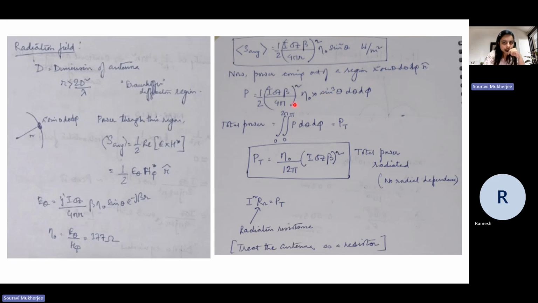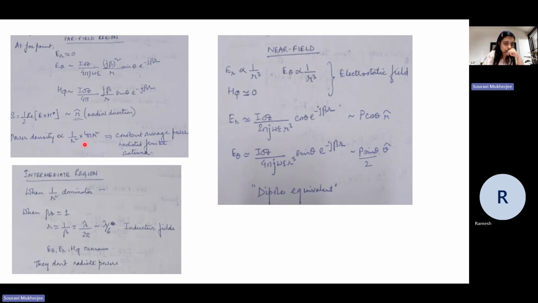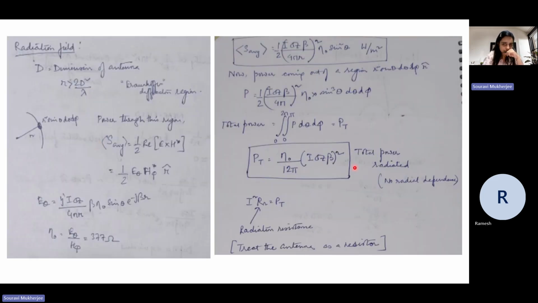In order to find the total power, you have to integrate theta from 0 to pi and phi from 0 to 2 pi. If you do that integration, that's the total power radiated by your source, and that gives you a value like this. You can see there is no radial dependence, right? This is something we had also seen here, because you would have a 1 by r squared, and once you multiply by r squared, this r squared gets cancelled out. So the total power radiated does not have a radial dependence.